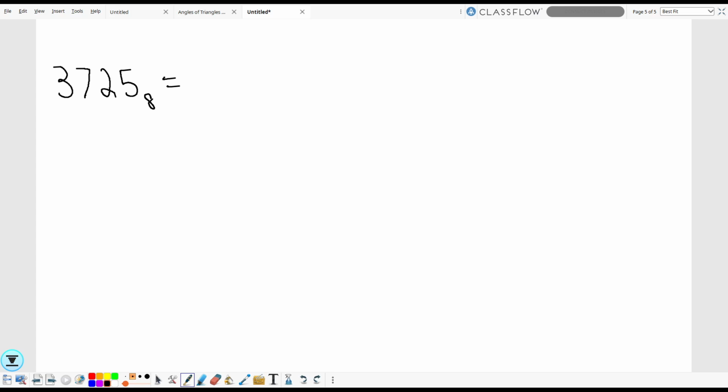We would have 5 times 8 to the 0th power plus 2 times 8 to the 1st power plus 7 times 8 to the 2nd plus 3 times 8 to the 3rd.